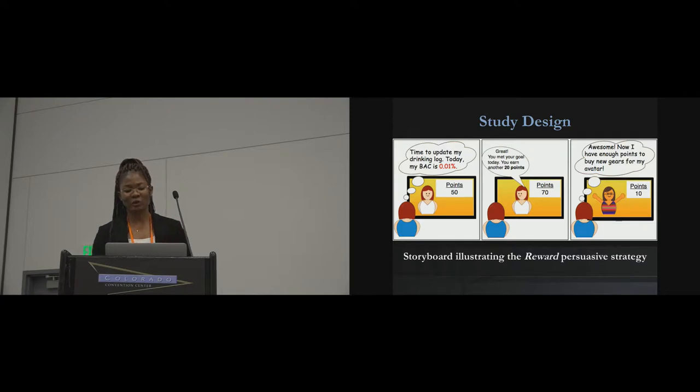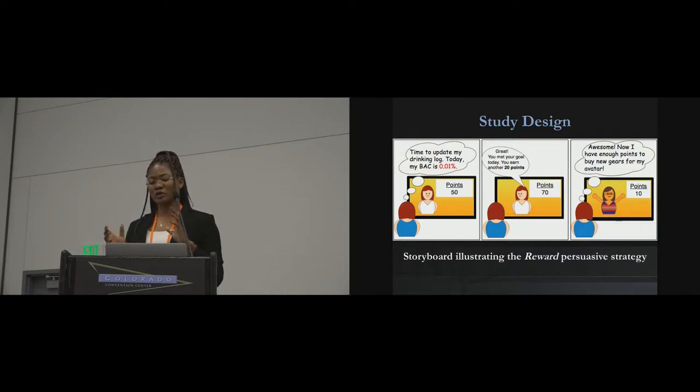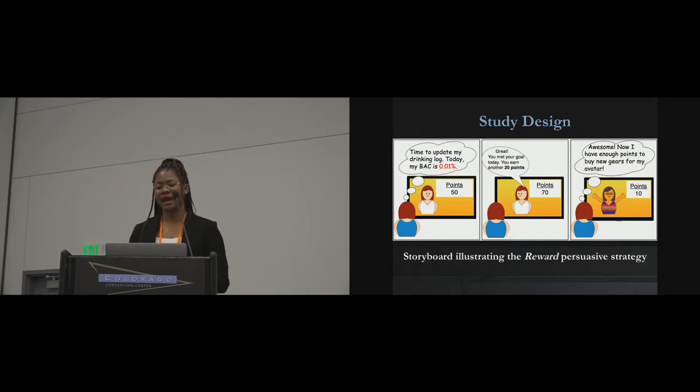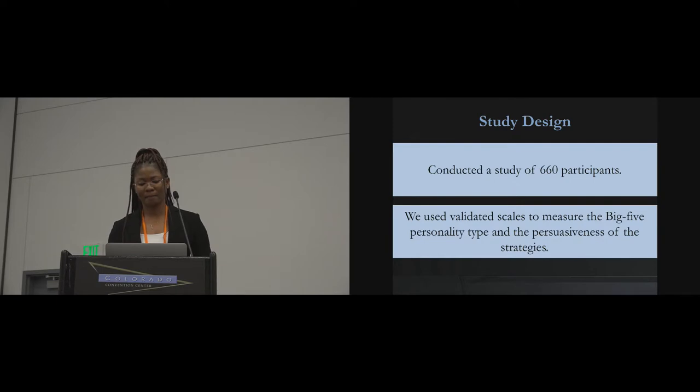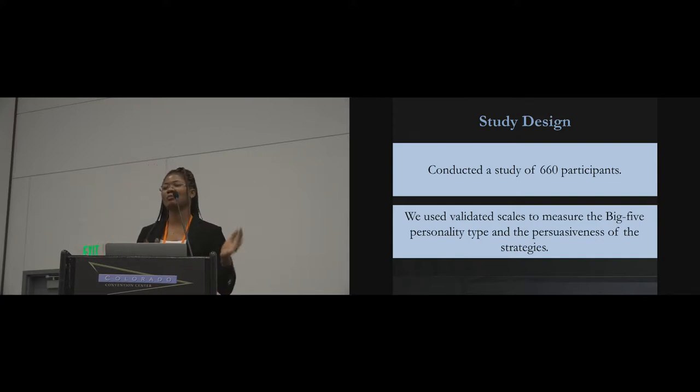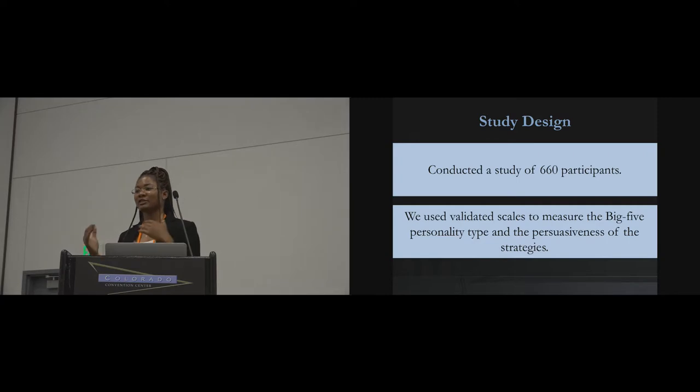And to answer the research question, we developed a storyboard prototype illustrating the individual strategies in the context of persuasive games and gamified persuasive systems for motivating change in risky alcohol drinking behavior. And here is an example of one of the storyboards illustrating the reward strategy. The storyboards were drawn by artists and were iteratively evaluated and refined. We conducted a large-scale study of 660 participants recruited online to ascertain the persuasiveness of the strategies. And we used validated scales to measure our participants' personality types indirectly and the persuasiveness of the strategies individually.